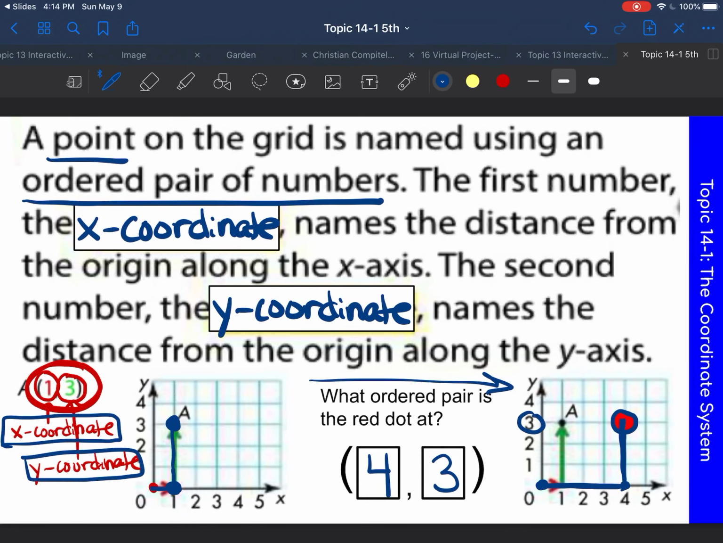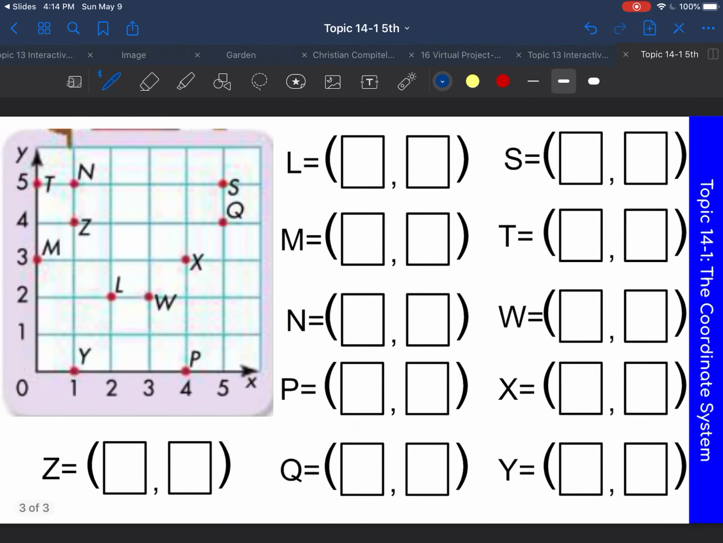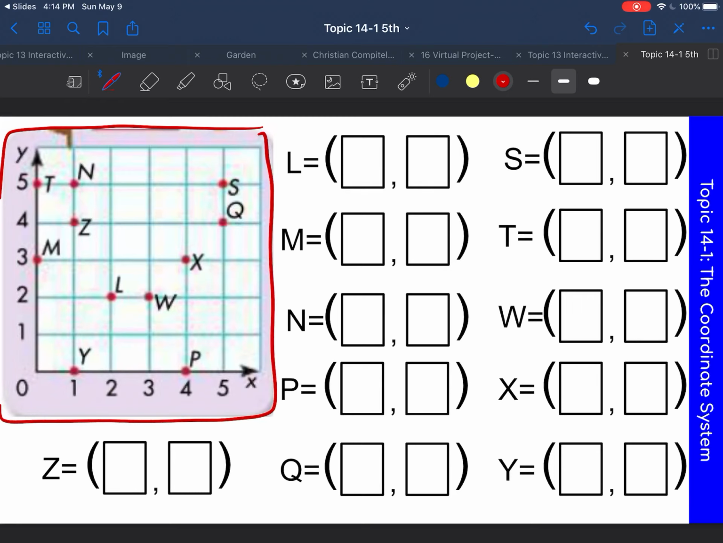Let's go over a few more examples of how to identify these ordered pairs. Right here we have another coordinate grid. You see the origin right here is 0. Technically, it's actually 0, 0. Then you have the x-axis on this side horizontally, and it's labeled, and the y-axis, which is labeled right here. What we're going to do is determine where all of these points are. So let's start with L.